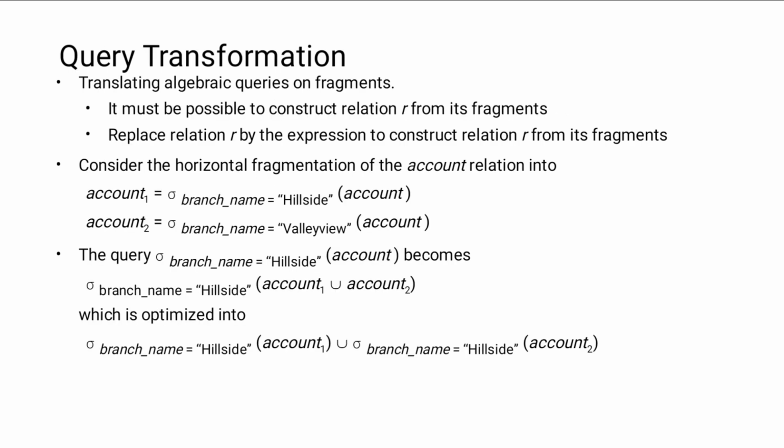Okay, query transformation. To obtain optimization, we can transform the query. Here, see the example: in account 1, we are going to select the hillside branch. In account 2, the value view side. Next, in optimization, we can union these two queries so that we can reduce the time and cost.